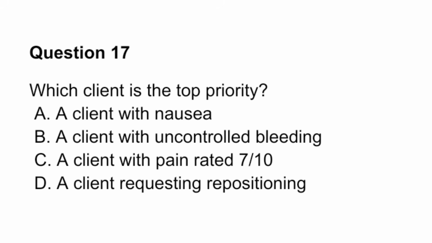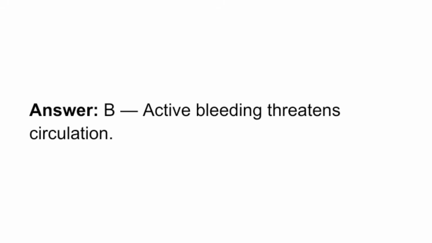Question 17. Which client is the top priority? A. A client with nausea. B. A client with uncontrolled bleeding. C. A client with pain rated 7/10. D. A client requesting repositioning. Answer is B. Active bleeding threatens circulation.